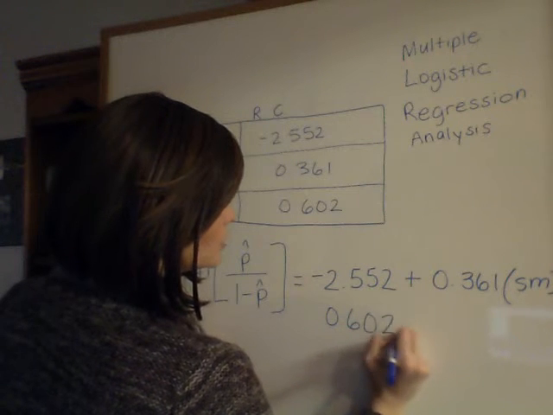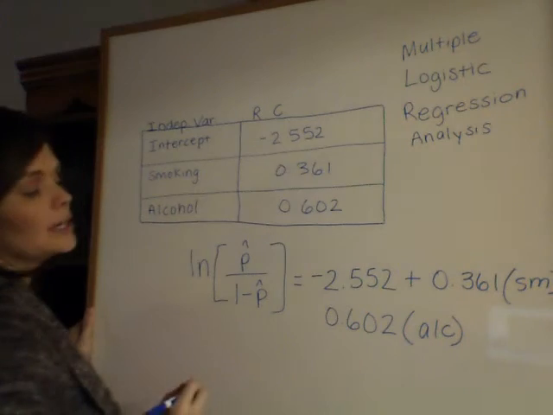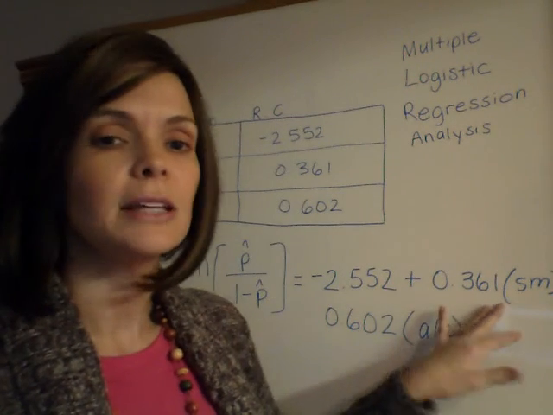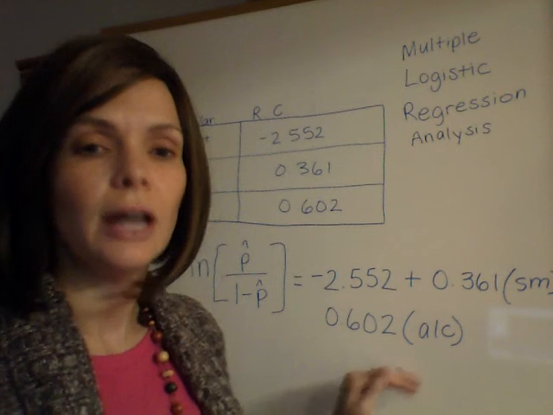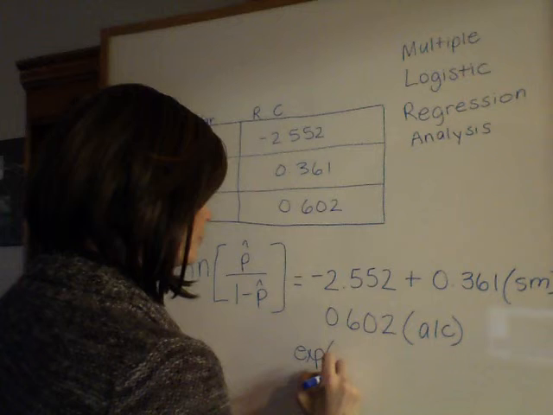So all we simply have to do is again take the antilog of smoking, because it's already been worked out to include alcohol. And this will be our adjusted odds ratio.